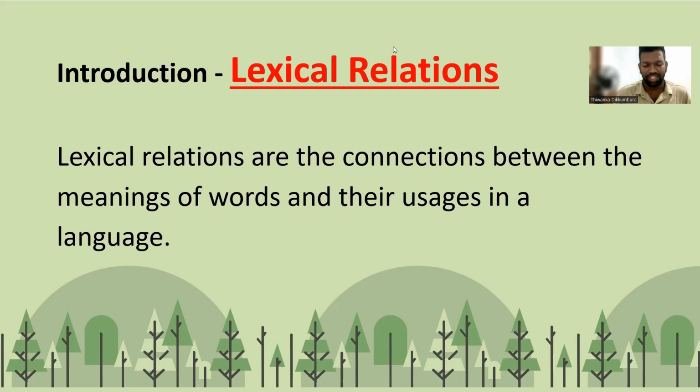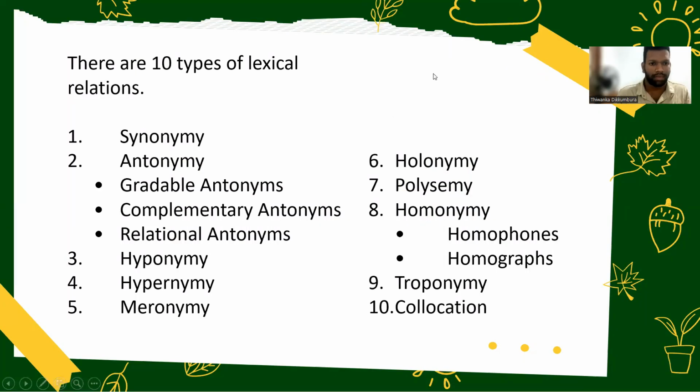Lexical relations are the connections between the meanings of words and their usages in a language. That means how the words relate to each other in a language. In my next slide, I will show you there are 10 types of lexical relations. They are synonymy, antonymy, hyponymy, hypernymy, meronymy, holonymy, polysemy, homonymy, troponymy, and collocation.